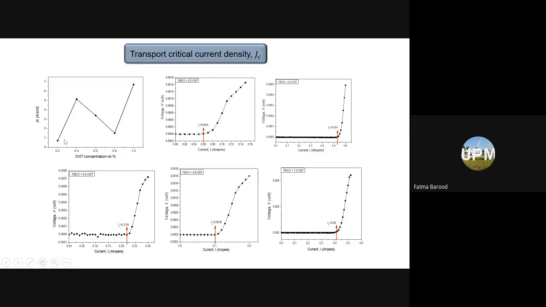From this, we can see that the JC increased as the percentage of carbon nanotube increased and was highest for 1% of carbon nanotube.